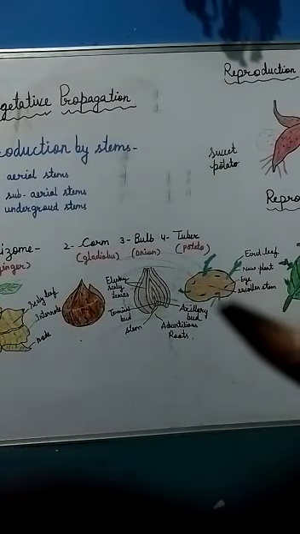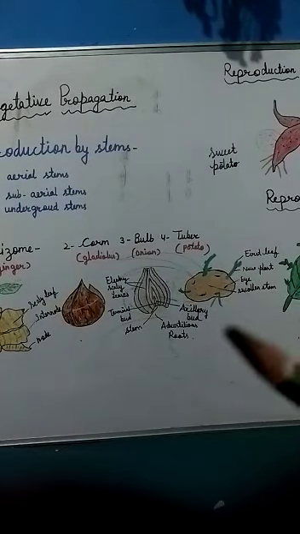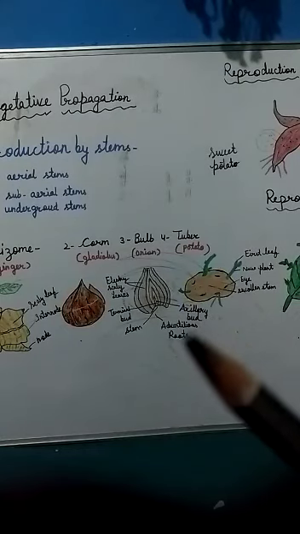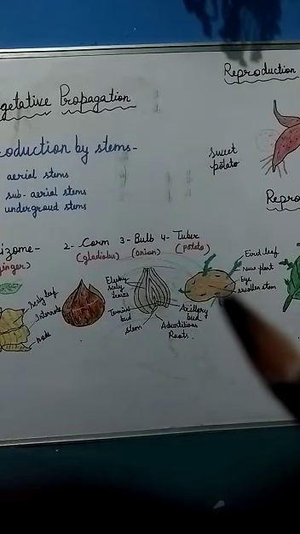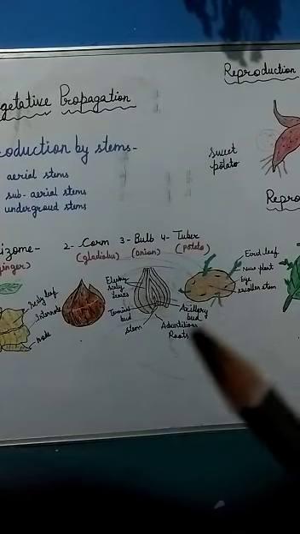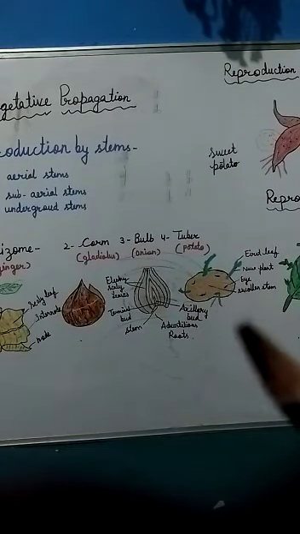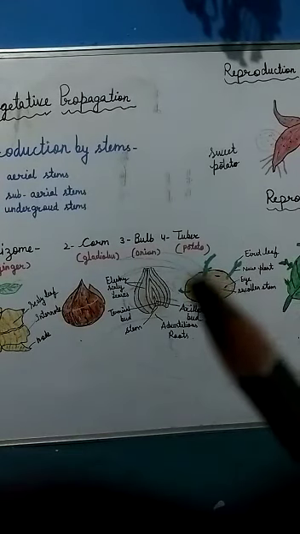This is the tuberous stem. The underground stem produced from the underground branches of the plant body is called stem tuber. These are swollen and fleshy. The tips of the underground branches store food and become tuberous like this. Here you can see in this picture. These swollen tips of the underground branches are called stem tuber, and starch is stored in this stem tuber.